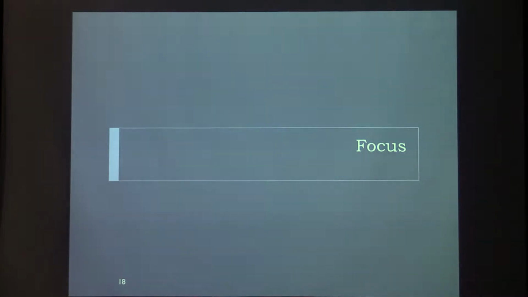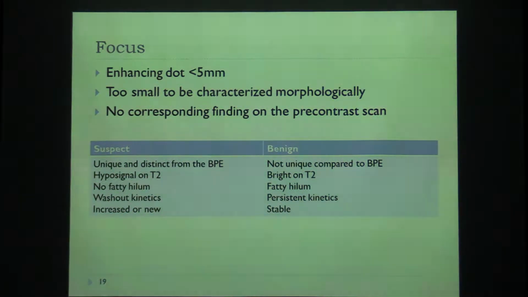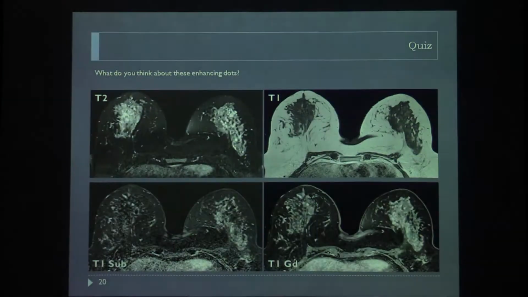So let's talk about the focus now. There is not a lot of change in the new version of the BI-RADS on focus. It's still a small dot of 5 mm, too small to characterize morphologically. And they remind us of the suspicious findings for a focus: unique and distinct from the background parenchymal enhancement, when there is no bright signal on T2, when there is no fatty hilum, when there is a washout enhancement, and when there is an increase between two different MRIs.